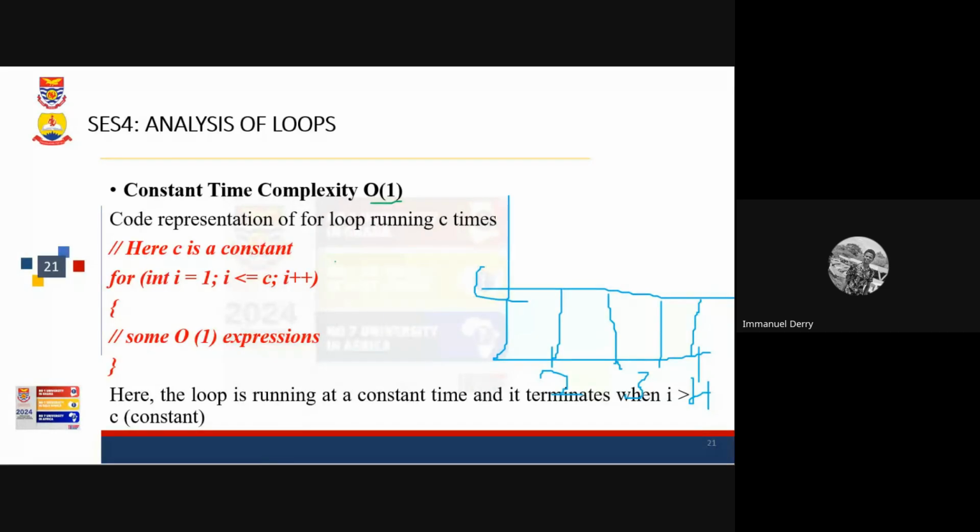That is what constant time complexity basically means. So it doesn't depend on the input size to determine the complexity in terms of the time. I hope this English is fine.